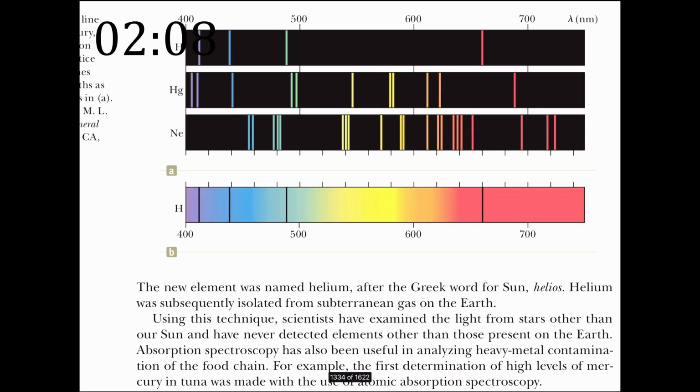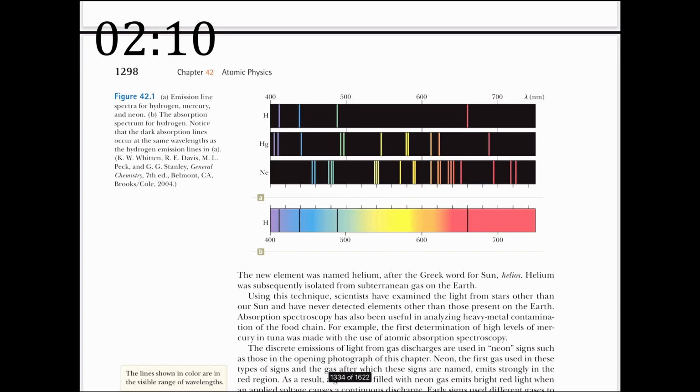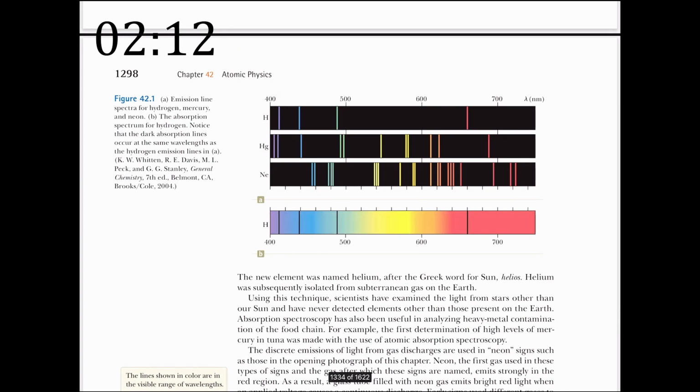Let's zoom through. Here are the lines they're talking about. This is pretty interesting. I'm going to just tell you, this is like the fingerprint of an element. So we've got the periodic table of elements. Over here at the top, we have hydrogen. Here we have Hg, which I think is mercury. Here we have Ne, which I think is neon.